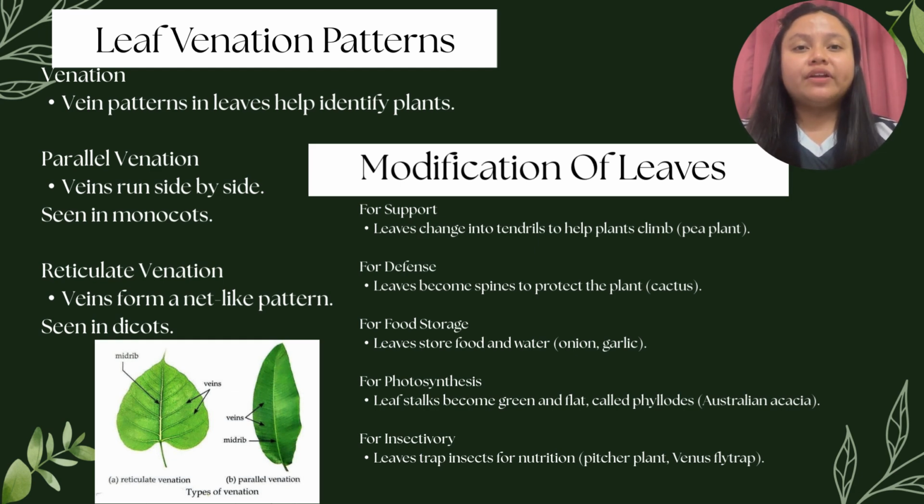Some leaves are modified to help plants survive. Leaves can become tendrils for support, spines for defense, fleshy leaves to store food, phyllodes for photosynthesis, or insect traps like pitcher plants and Venus flytraps.